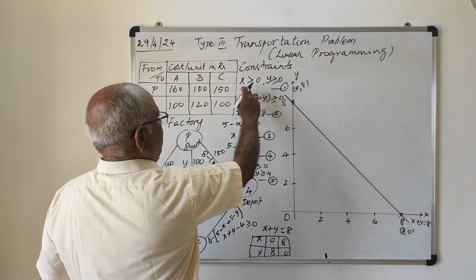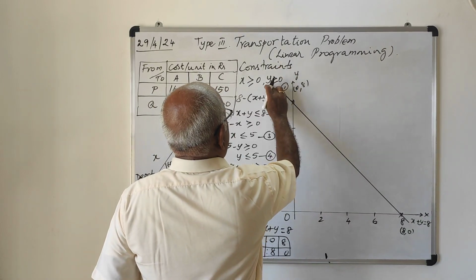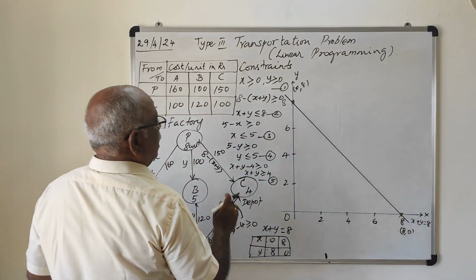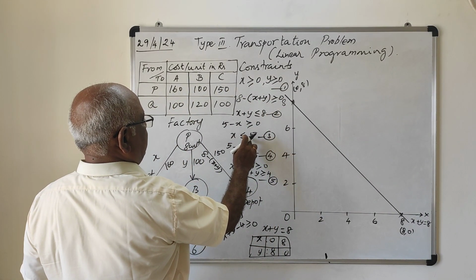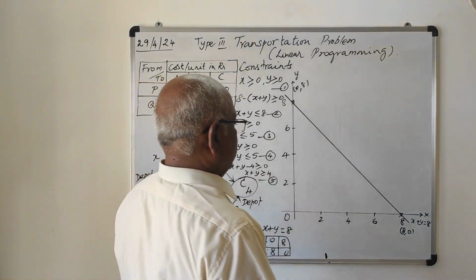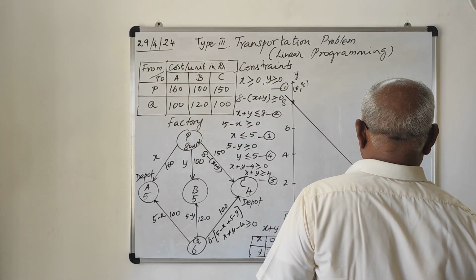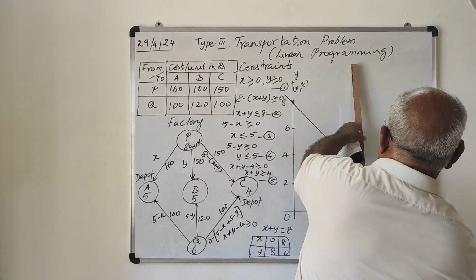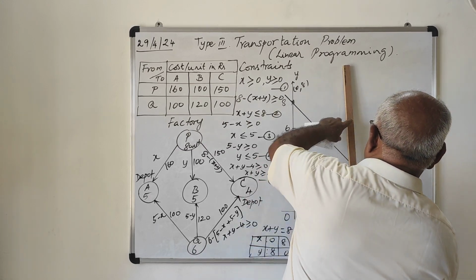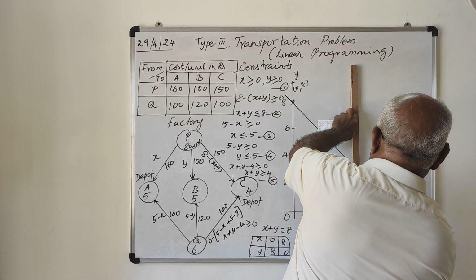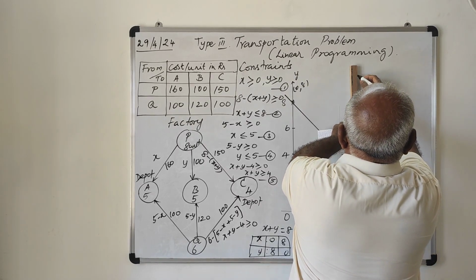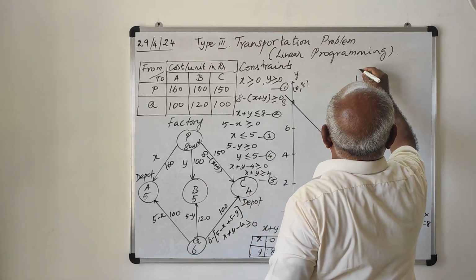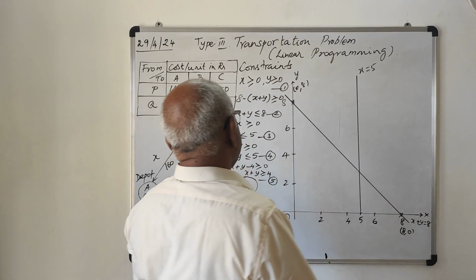First, x greater than or equal to 0 is the y axis, y greater than or equal to 0 is the x axis, and x plus y equal to 8 is the line we have drawn. And the third constraint, x less than or equal to 5, that means x equal to 5. In between 4 and 6, you get x equal to 5. A line drawn parallel to the y axis is x equal to 5. This is the third constraint.